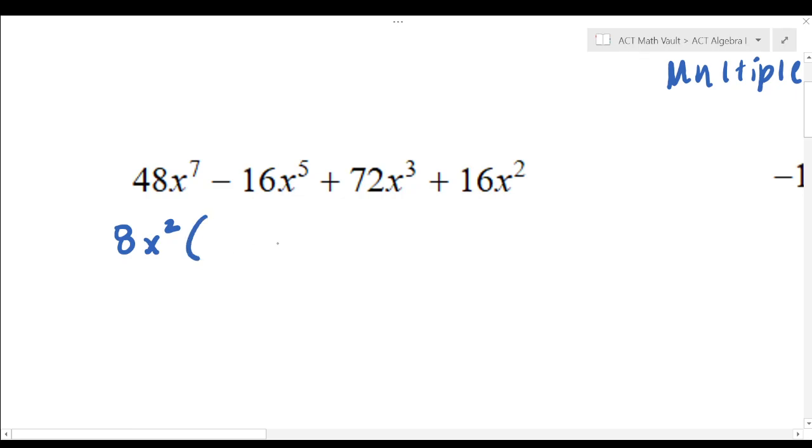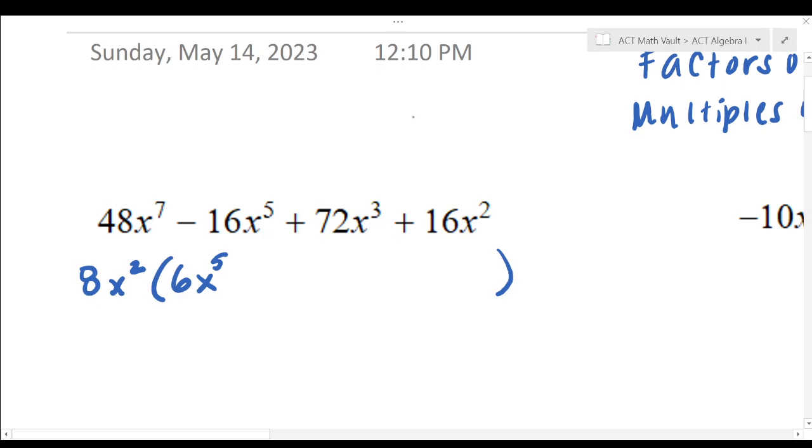And then we just have to think about what's left over in parentheses, meaning how can we basically divide 48x to the 7th by 8x squared. The number that's missing here is a 6. And then the number of x's would be 5, because if we remember exponent rules, x squared times, say, x to the 4th is x to the 6th.